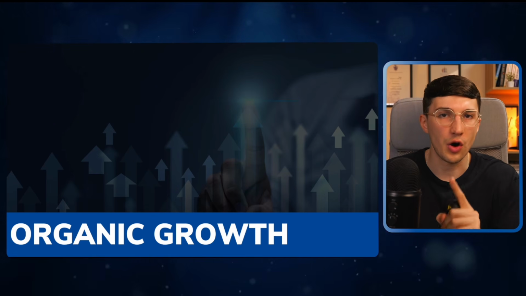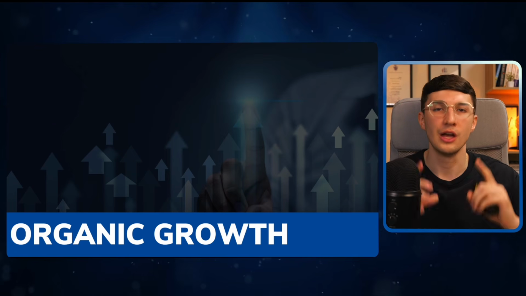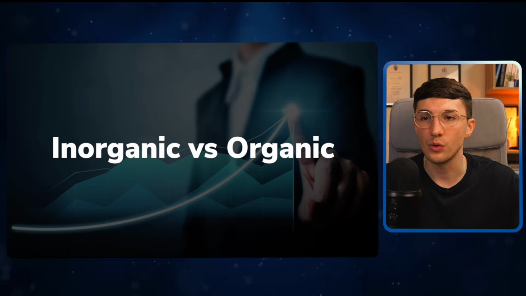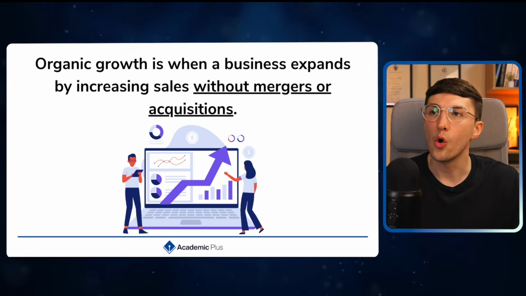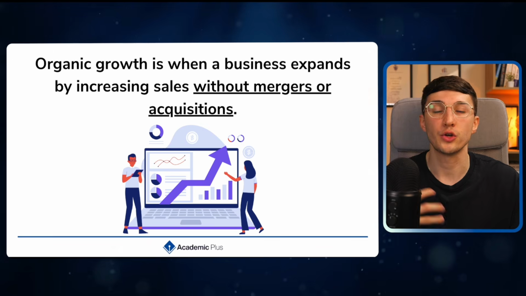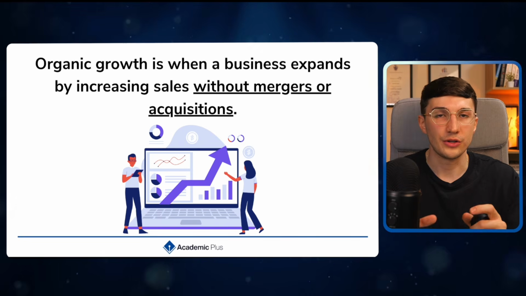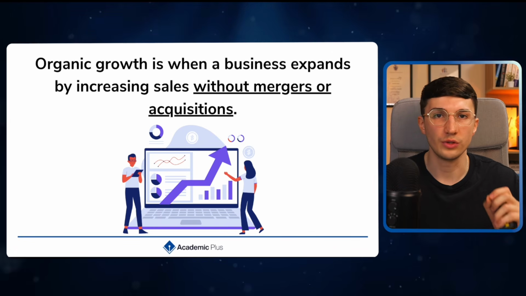The next topic that we're going to take a look at in this revision video is that we've looked at external growth. Now it's time to look at organic growth. Organic growth is basically growing the business from within. It's not about using internal sources of finance. You can still use external sources of finance for organic growth. So the key difference between inorganic versus organic growth is when a business expands by increasing their sales, growing the business, without mergers or acquisitions. So as you can see, it's got nothing to do with your sources of finance.